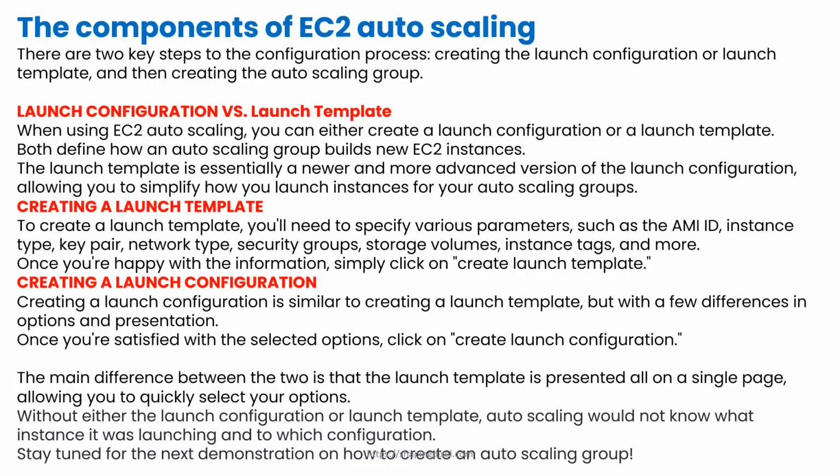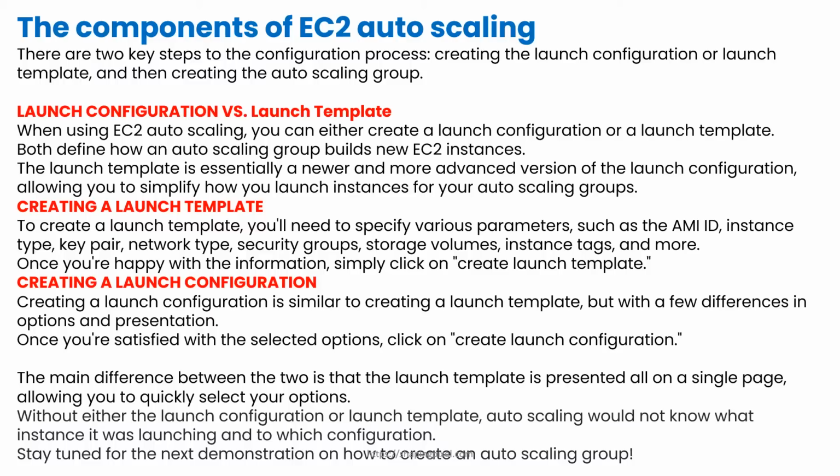There are two key steps to the configuration process of EC2 autoscaling: creating the launch configuration or launch template and then creating the autoscaling group. So when using EC2 autoscaling, you can either create a launch configuration or a launch template. Both define how an autoscaling group builds new EC2 instances. The launch template is essentially a newer and more advanced version of the launch configuration, allowing you to simplify how you launch instances for your autoscaling groups.